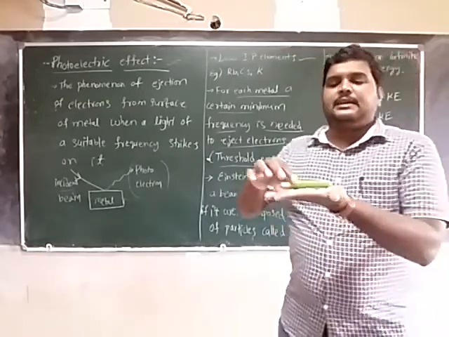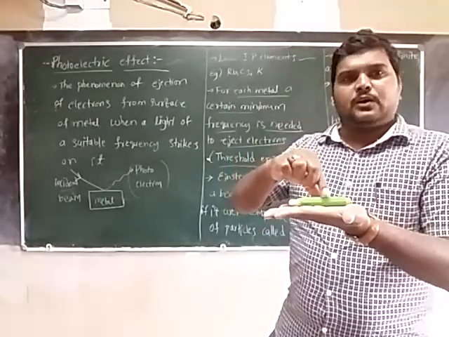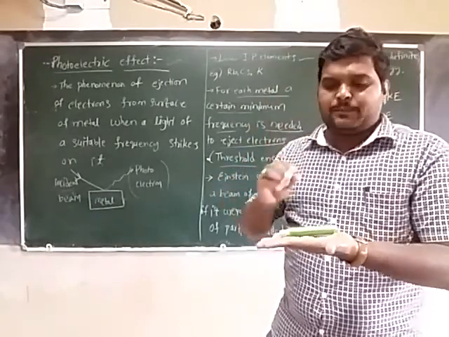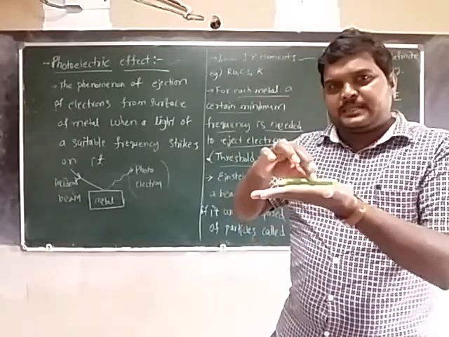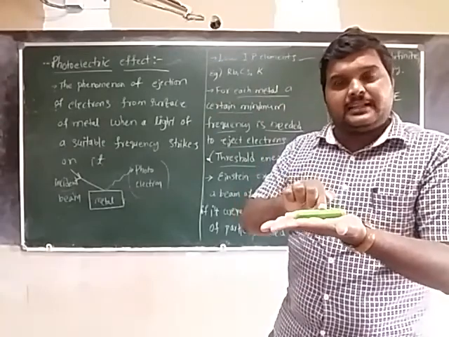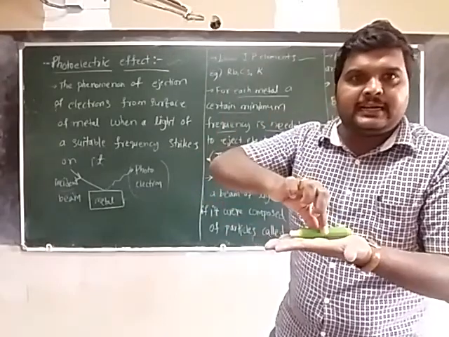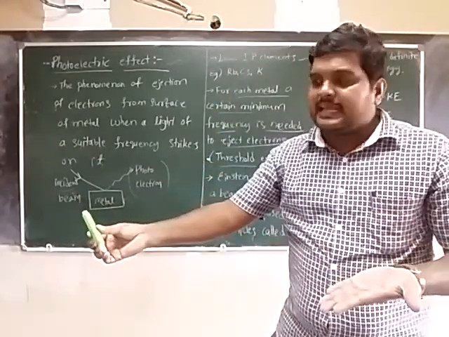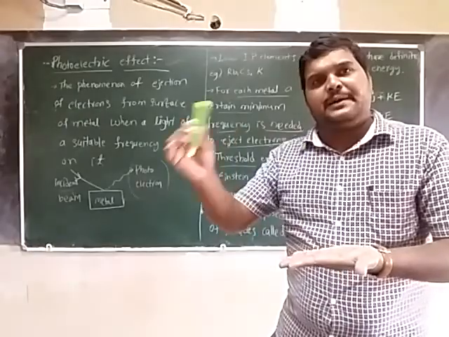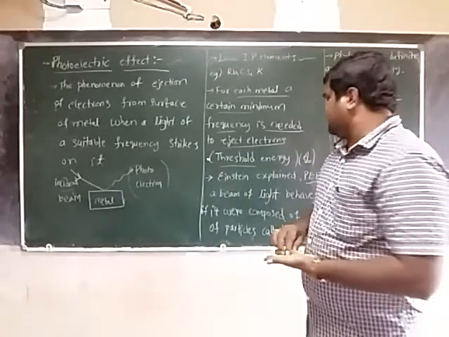For example, here I have this chalk holder. If I want to remove this chalk holder, I need some amount of energy. Suppose 100 kilocalories are required. If I give less than 100 kilocalories, I cannot take this chalk holder. If I give more than 100, then only I can displace it. Like that, to eject the electron from the metal surface, minimum energy is required. That minimum is called the threshold frequency.